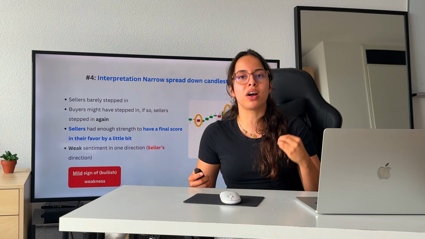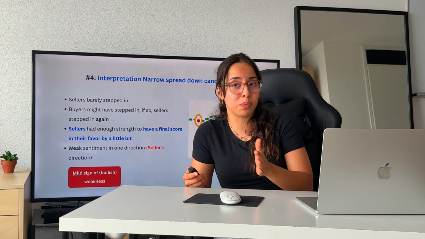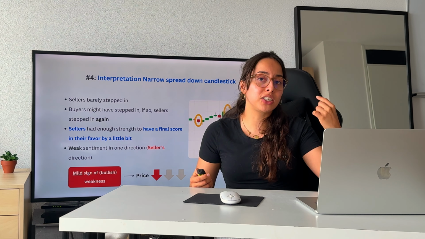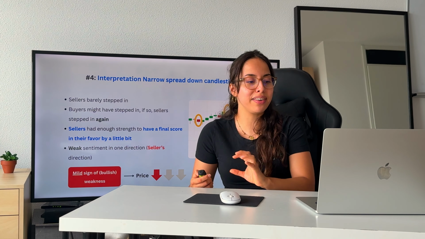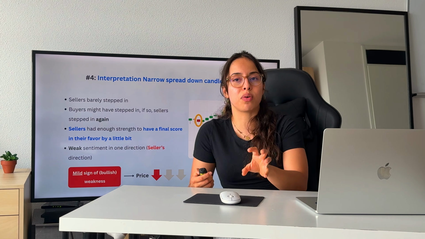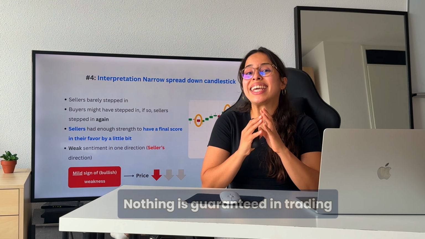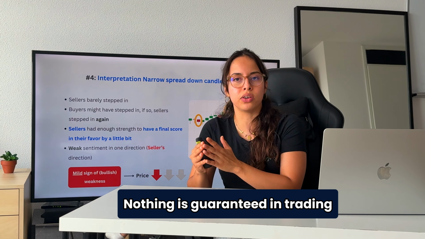And what this means for us when it comes to what is likely to happen to the price next is that the chances are there that the price is likely to continue going down, but not as likely compared to when we have a wide spread down candlestick, which is why I gave this 1 out of 3 arrows when it comes to the probability of the price continuing to go down. It's not guaranteed that the price is going to continue going down.